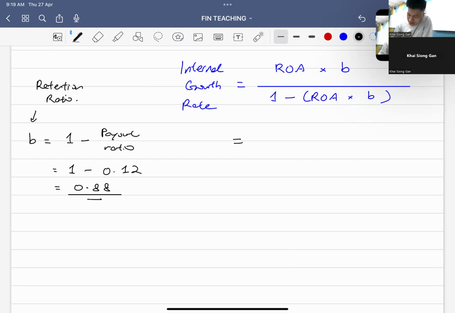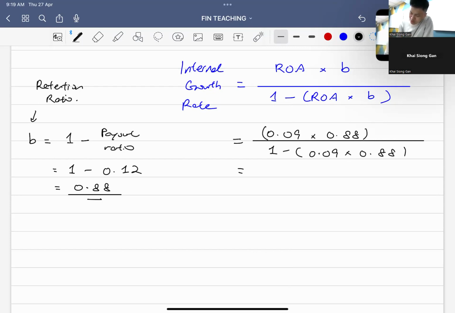ROA is how much? 9%, right? So 9% is 0.09 times 0.88, over 1 minus 0.09 times 0.88. Try and calculate and see what answer you get. You should be able to get 0.086, or you can convert it into a percentage, which is 8.6%.